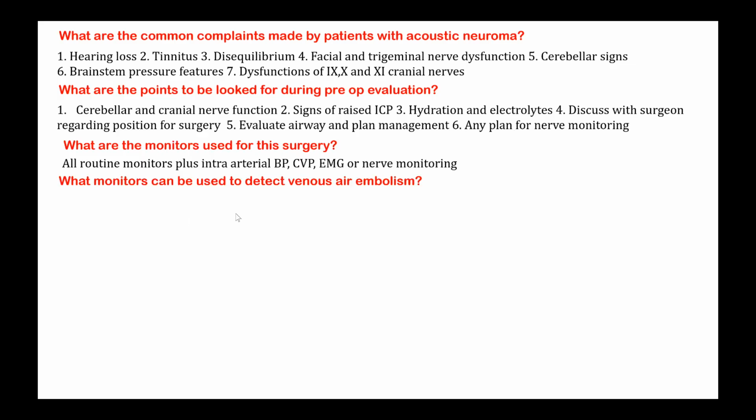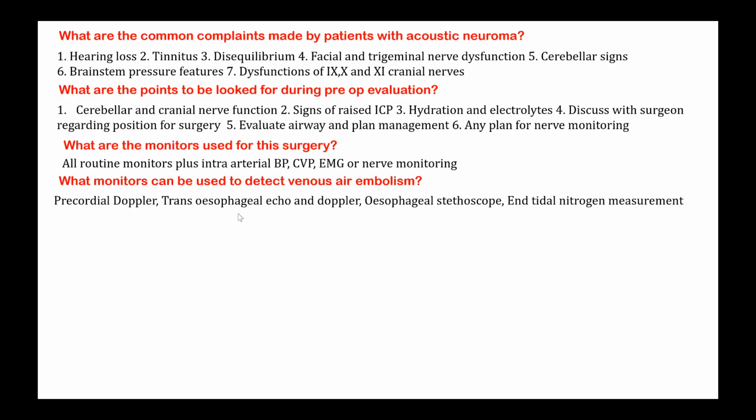For detecting air embolism in the sitting posture, the monitors that you can use are precordial Doppler, transesophageal echo Doppler, or an esophageal stethoscope, which will help you to hear the mill-wheel murmur that can happen. And the end-tidal nitrogen measurement. This is another important one, because air will be coming in and displacing the gases, so nitrogen levels will go up.